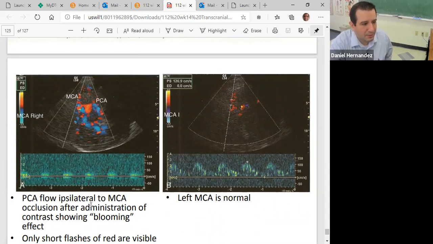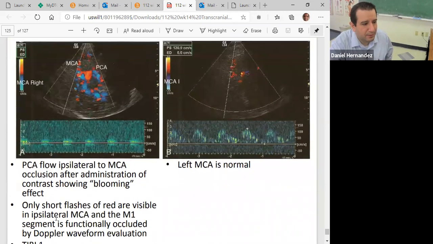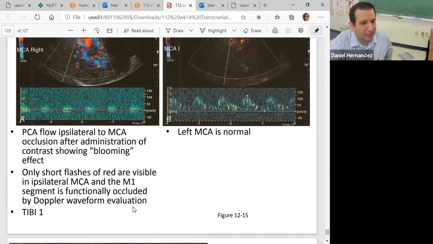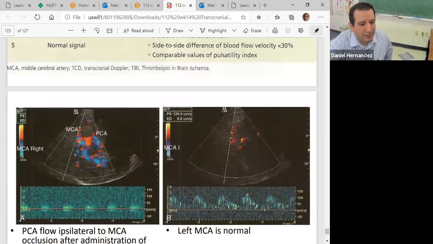So this is the posterior cerebral artery on the same side as a middle cerebral artery occlusion, after administering contrast, showing a blooming effect. Only short flashes of red are visible in the ipsilateral MCA and M1 segments. It's functionally occluded by Doppler waveform evaluation.